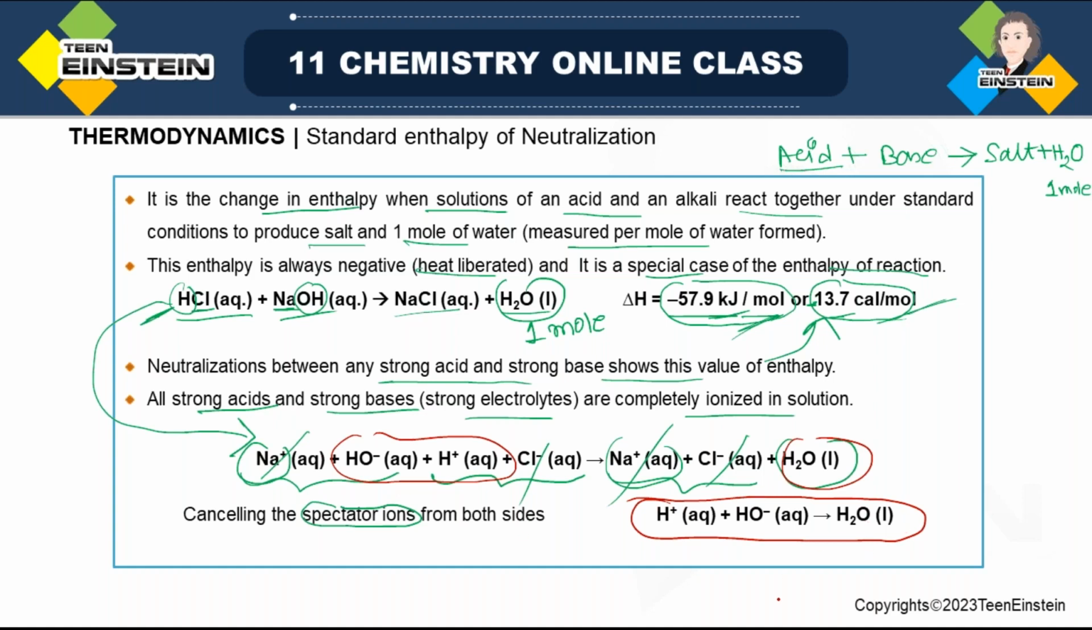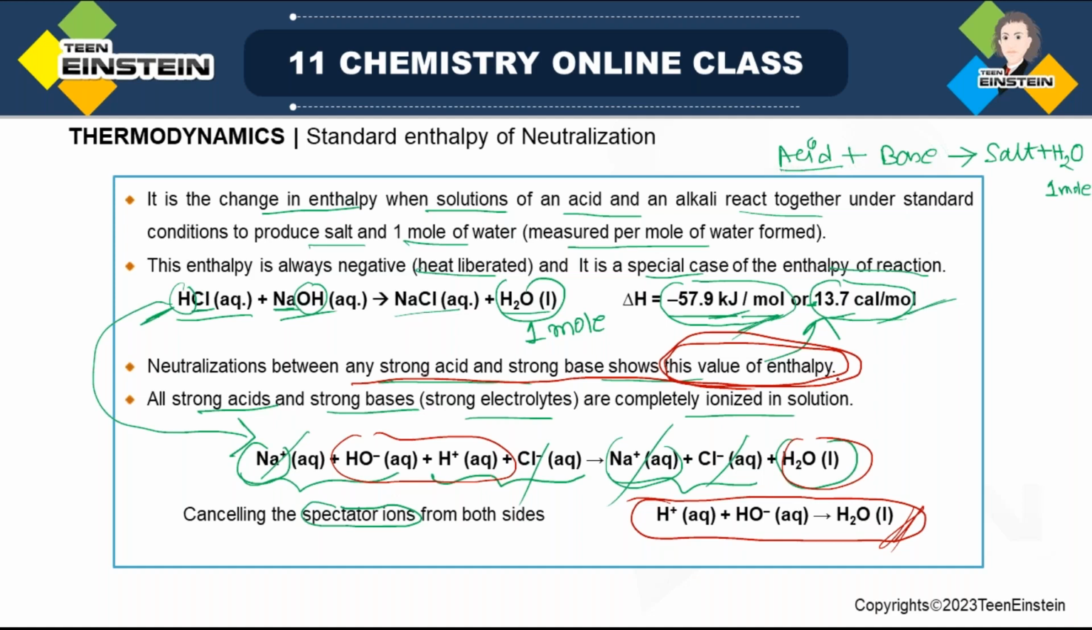So see, whenever you have taken a strong acid or base, you will always end up with this type of equation. It is a reaction between H plus and HO minus, and ultimately you are getting water. Whatever type of strong acid and base you have started with, you will always end up like this. And that is the reason why for any strong acid and strong base, you always get this value of enthalpy. This is the reason behind it.